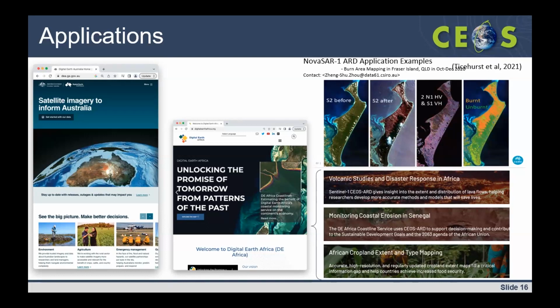There's just another case study in the top right from CSIRO about using our Sentinel-2, and comparing that to a NovaSAR, CEOS ARD normalized radar backscatter product for burn area mapping. Some contact details on the slide if you're interested. Next slide.